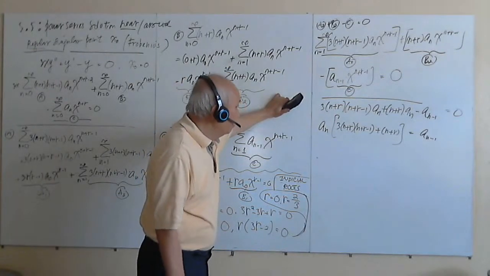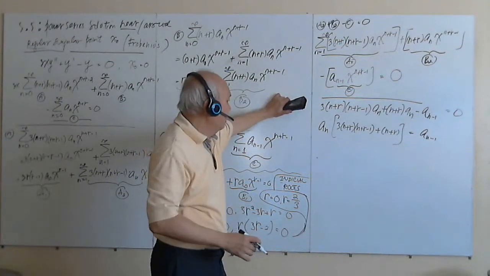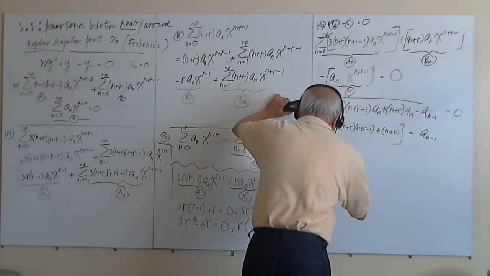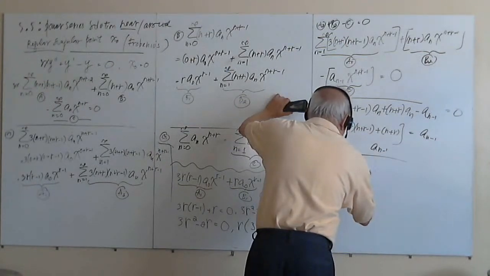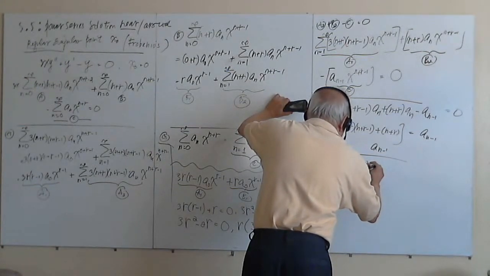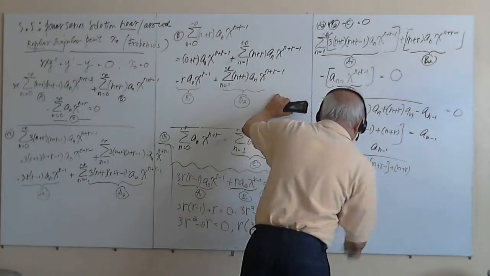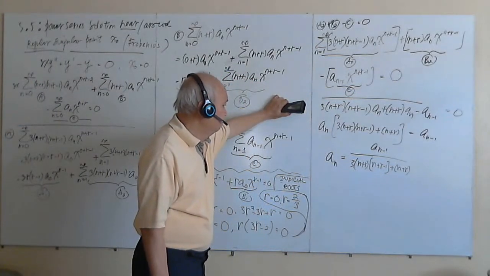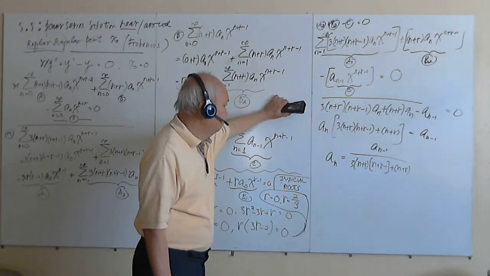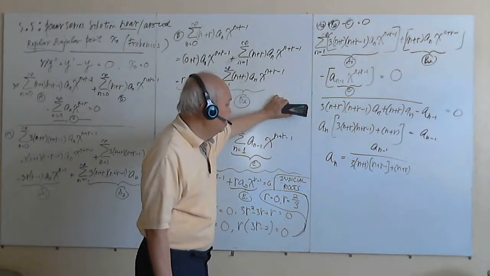So we are close to getting what we call a recurrent relation. It's going to be a sub n equal to a sub n minus 1 divided by 3n plus r, and then n plus r minus 1 plus n plus r. So this is what we call a recurrent relation.